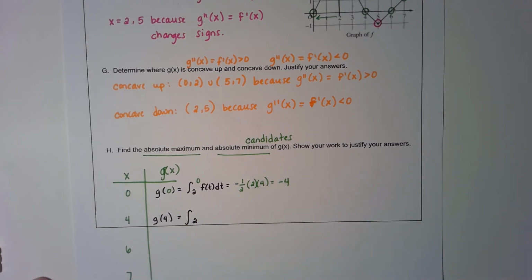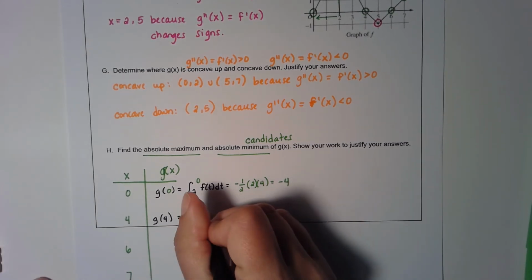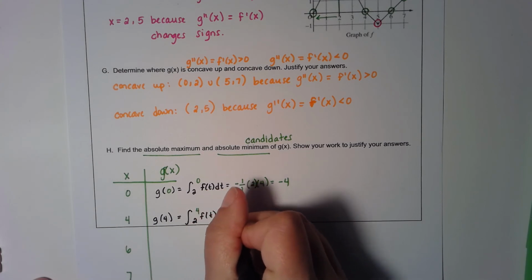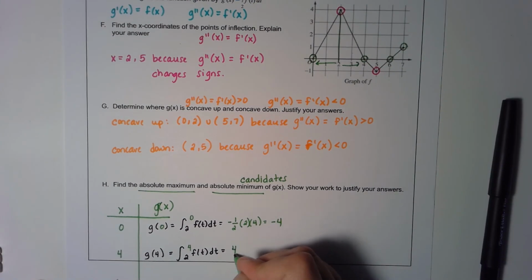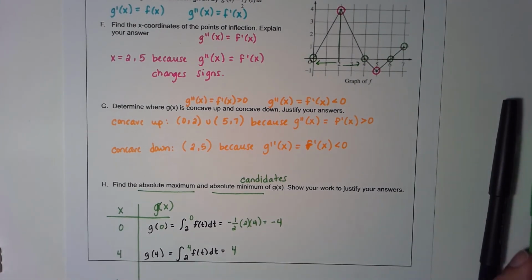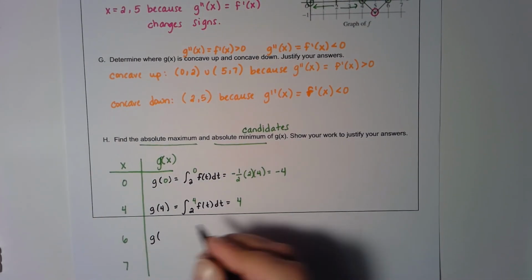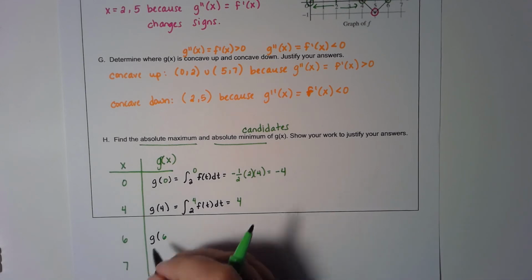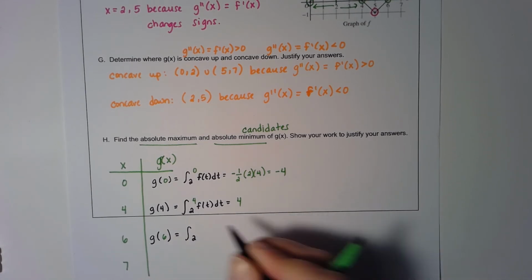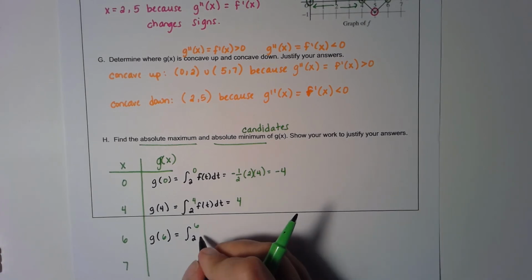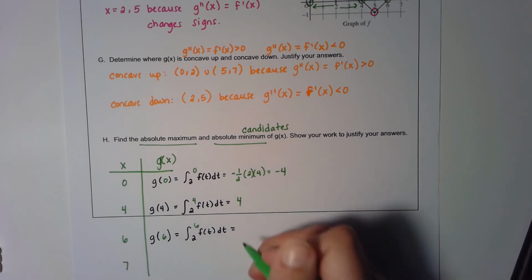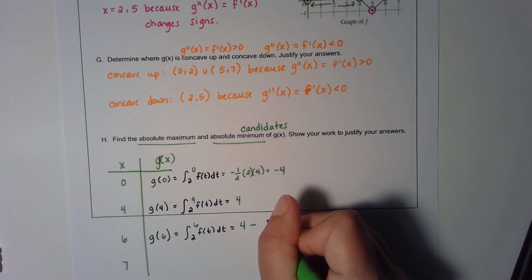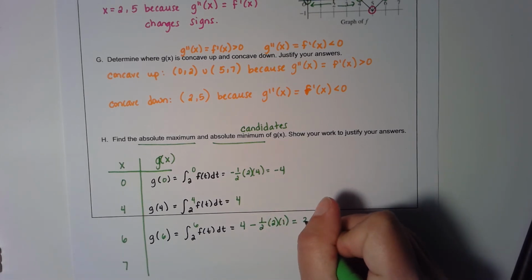For the next part, we're going to be finding g of 4, which is going to be the integral from 2 to 4 of f of t dt. Now that's going to be a triangle that's the same size, but going the other direction. So it's just going to be positive 4. I can use my work from the first answer to get that one. G of 6 is going to be the integral from 2 to 6 of f of t dt, which is going to be the triangle I just found minus the triangle that's below from 4 to 6. So it's going to be 1/2 times the base times the height, which is going to be 3.